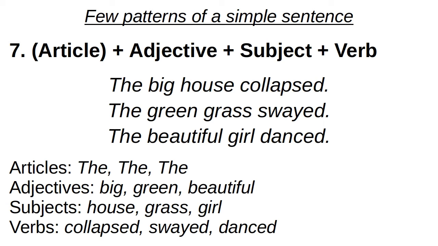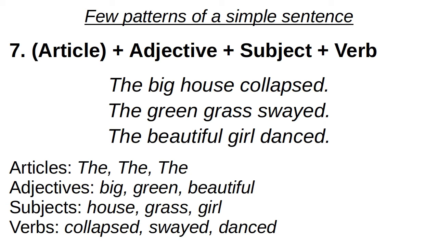For example, the big house collapsed. The is an article. We can have an article also in front of an adjective. Big is an adjective. House is the subject. Collapsed is the verb. The green grass swayed. The beautiful girl danced. In all these sentences, the adjective comes prior to the noun, prior to the subject. So, beautiful girl. We do not say the girl beautiful danced, or the grass green swayed, or the house big collapsed. We say the big house collapsed, the green grass swayed, the beautiful girl danced. So the adjective comes prior to the subject.